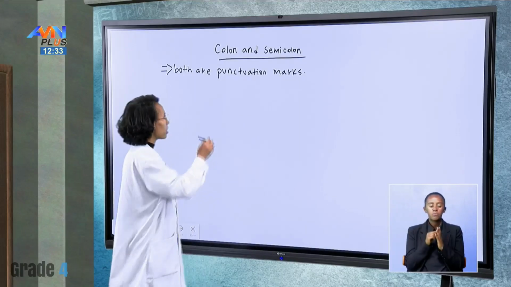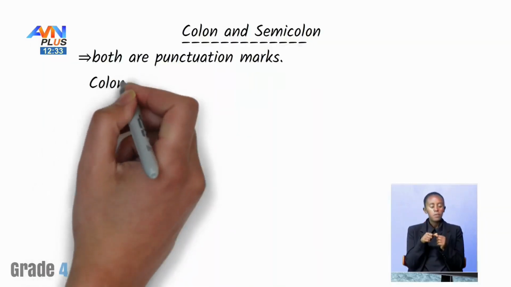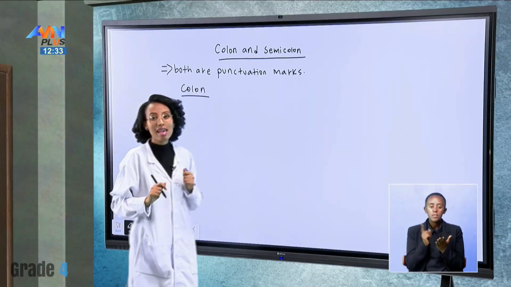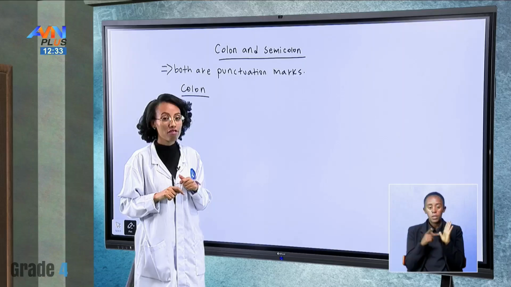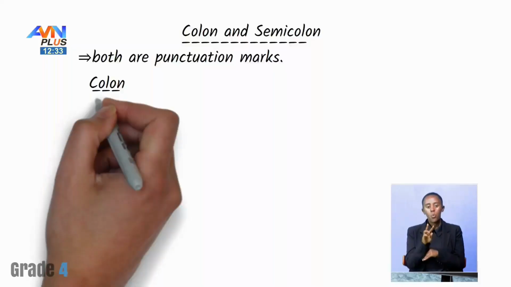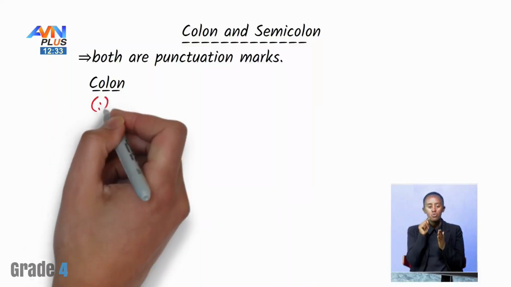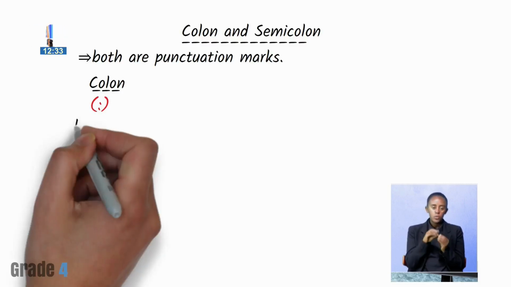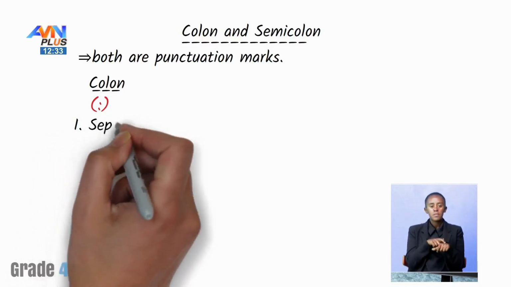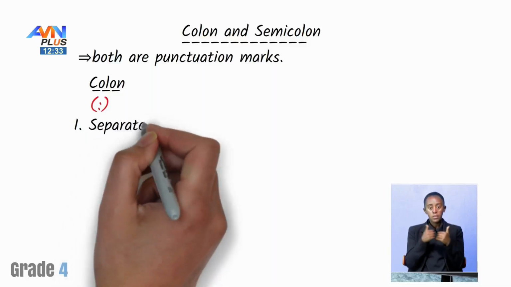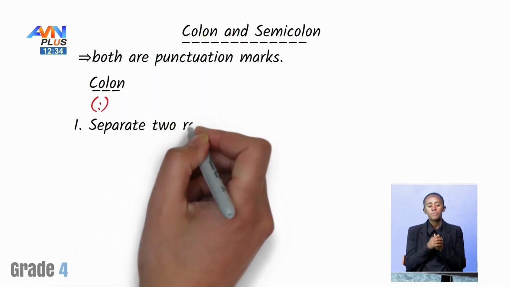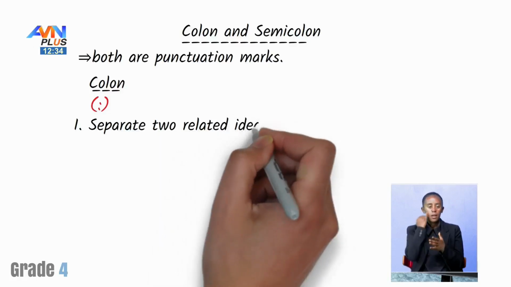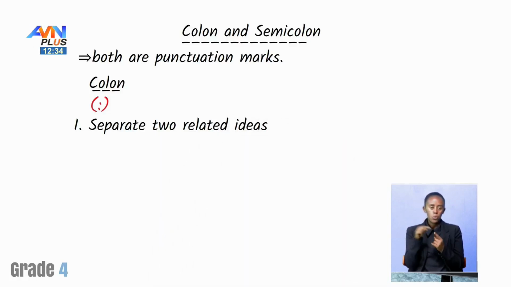If you remember, when we were talking about colon, we said it is a punctuation that resembles two vertical dots. This is the symbol of a colon. And we also talked about how we use it. The first one being to separate two related ideas or two related sentences, yes?